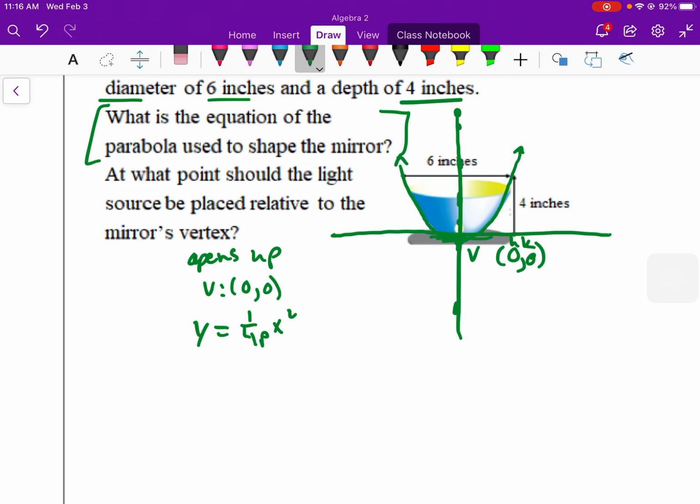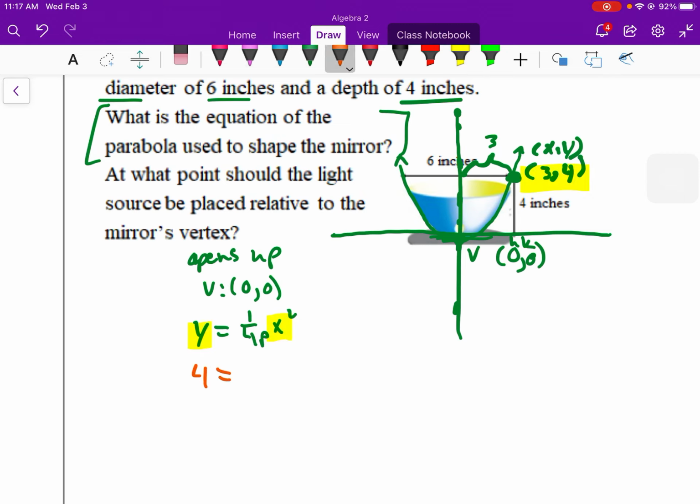Since the total diameter here is 6 inches, that means half, from here to here, is 3 inches. And since the vertex is at 0, 0, we're going to go to the right 3 units and up 4 units to get to this point. So on a graph, that point would be 3, 4. And just like the last problem, that's our x, y. So then we can solve for p here by plugging in our x, y into the equation.